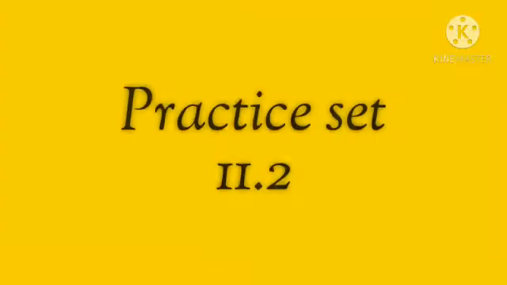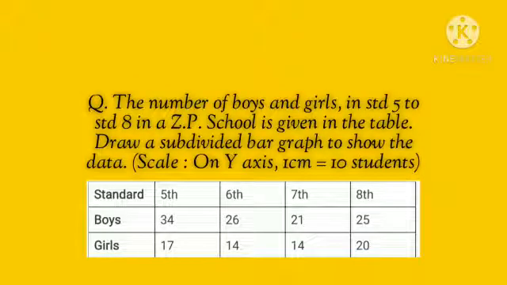Now, let us see the example from practice set 11.2 of our textbook. The number of boys and girls in standard 5 to standard 8 in a ZP school is given in the table. Draw a subdivided bar graph to show the data. Scale: on the y-axis, 1 centimeter is equal to 10 students.